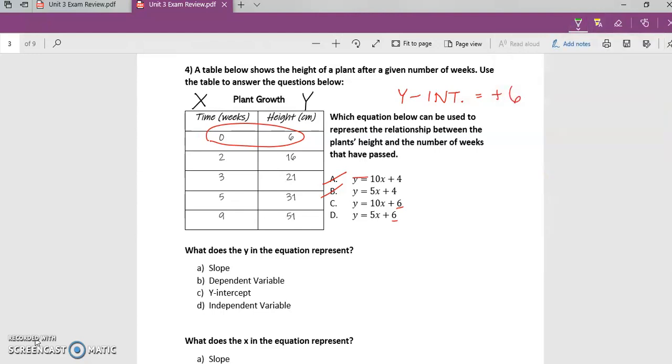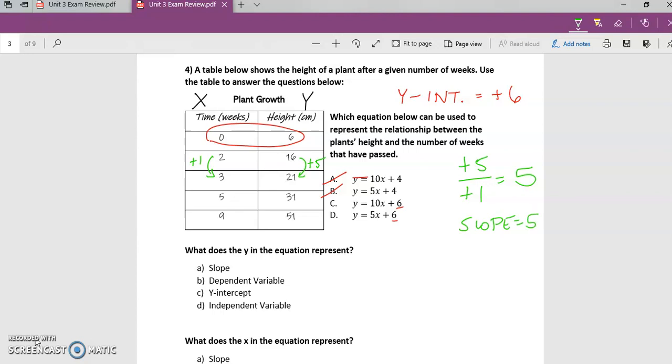I have to say, okay, how is the y changing? How is the x changing? So to go from 16 to 21, I'm changing by 5. So plus 5 is the change in y. To go from 2 to 3, I'm changing by 1. So plus 1 is the change in x. So plus 5 divided by plus 1, 5. And that's my slope. So my slope should be equal to 5.